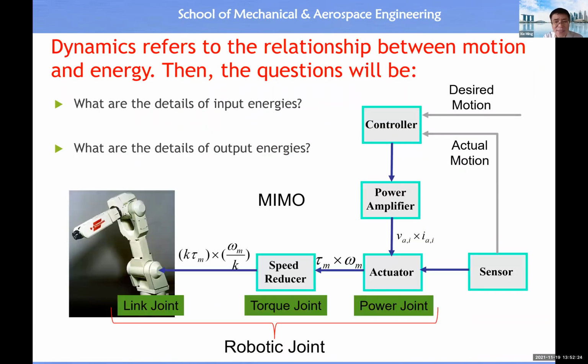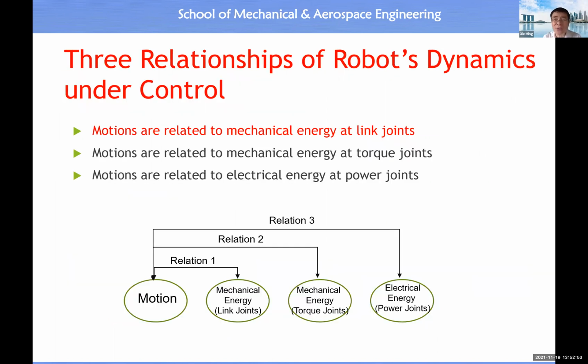Since a robotic joint, as highlighted by this diagram, consists of a combination among the link joint, torque joint, and the power joint, therefore, we have this relationship at the input of a link joint, input of a torque joint, and also input to the power joint. Therefore, there will be 3 relationships. So we start to look at the relationship at the link joint first.